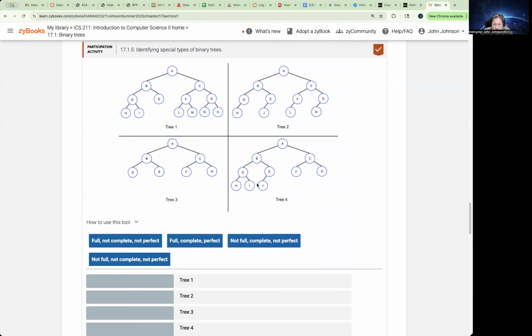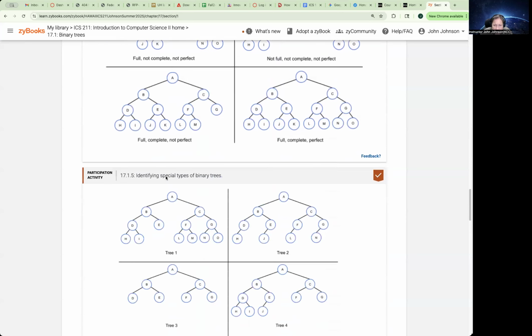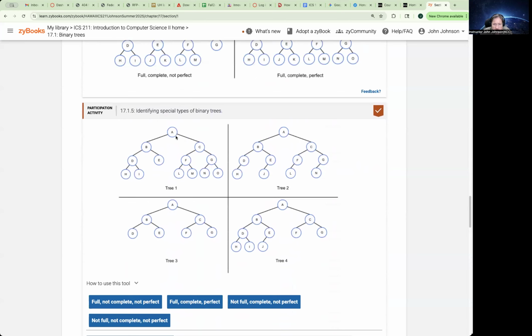So looking at this, we'll review the word full. Full is if every node contains 0 or 2 children. So if we're looking for everyone that has 0 or 2 children, we're going to find that this one does not have 0 or 2 children for every node. This one does have 0 or 2 children for each one. So this one is going to be considered full. So this one over here is not: 0 children, 0 children, 1 child. So this is not. So this could be full.